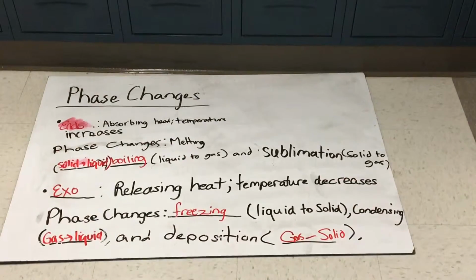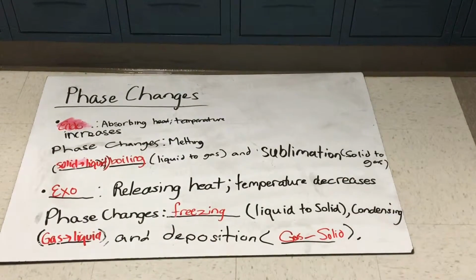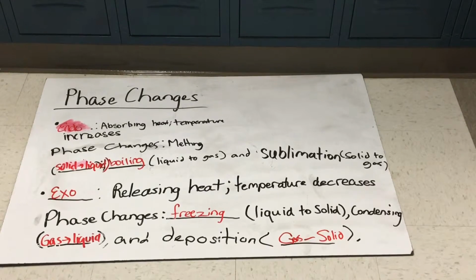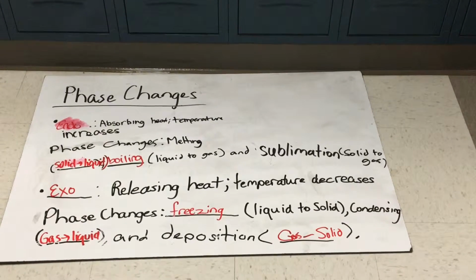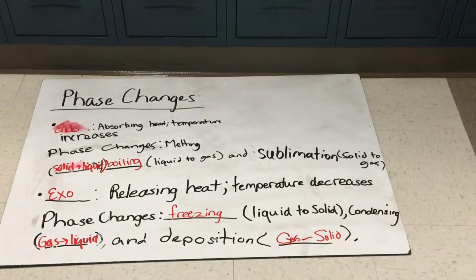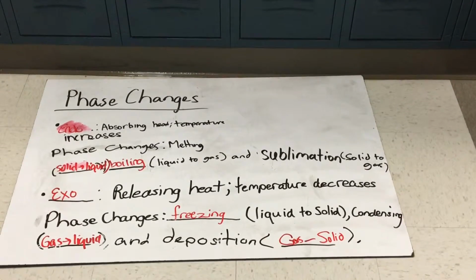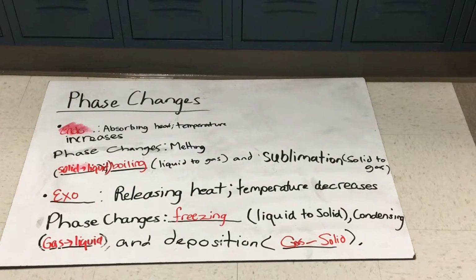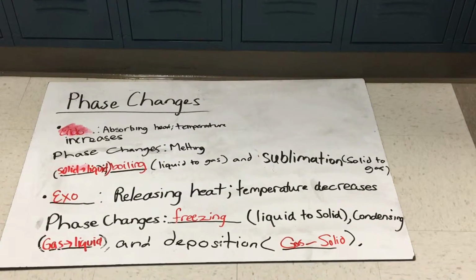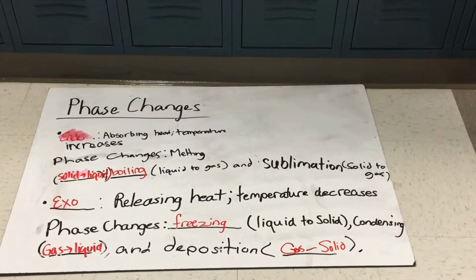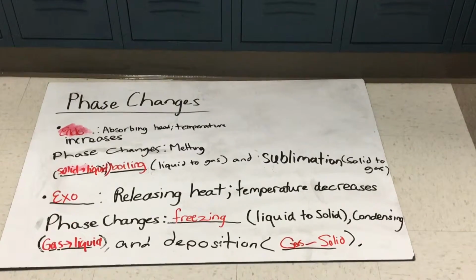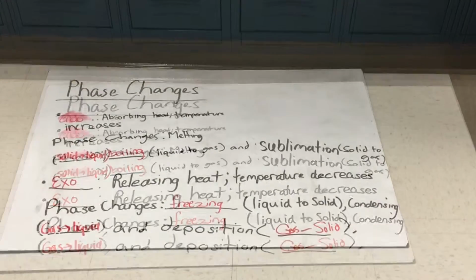Phase changes describe the physical change substances undergo when they shift from one form or phase to another. There are two classifications of phase changes, endothermic and exothermic. Endothermic describes when substances absorb heat during a phase change, increasing temperature. Examples of endothermic phase changes include melting, going from solid to liquid, boiling, going from liquid to gas, and sublimation, going from solid to gas.